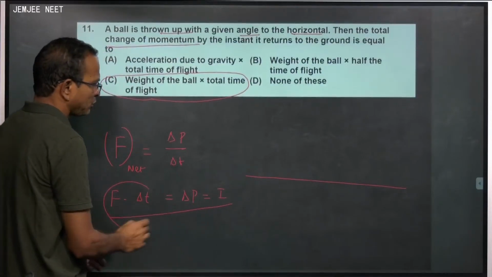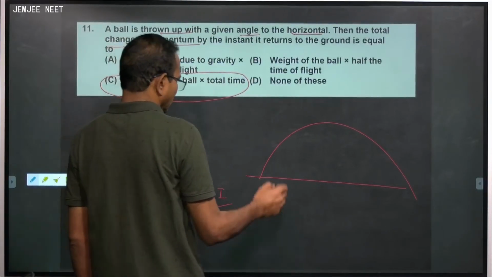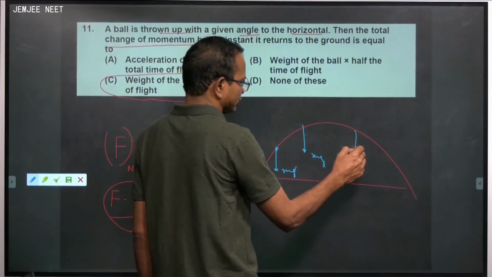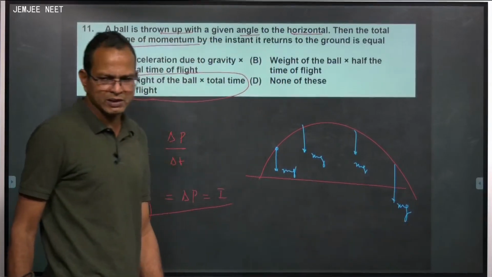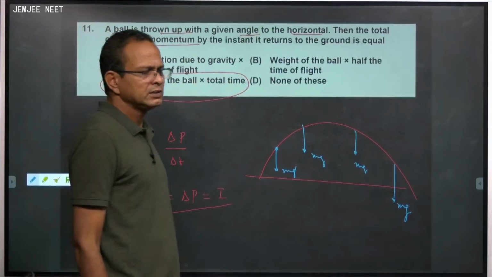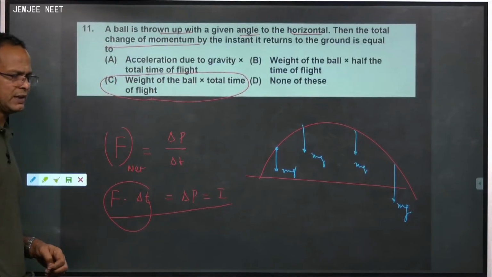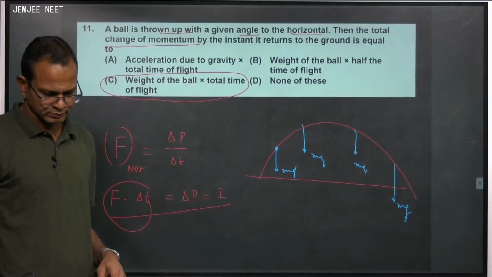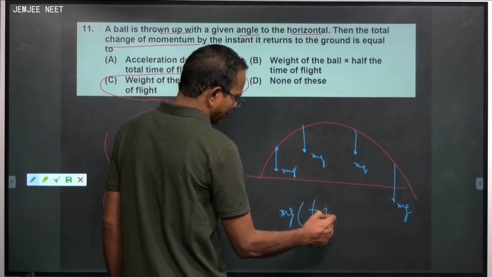Force. Now take a projectile. This is your projectile. What is the one and only force acting on it? The one and only force acting on it is mg. There is nothing else. Wherever you go, mg is the only force. Right? And then how long does it act? It's acting for the time of flight. So the change in momentum at any point of time is simply, come on, mg multiplied with the time of flight.